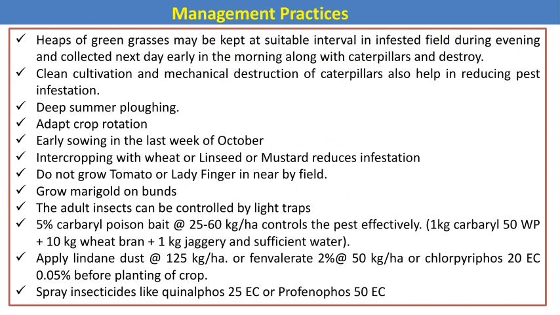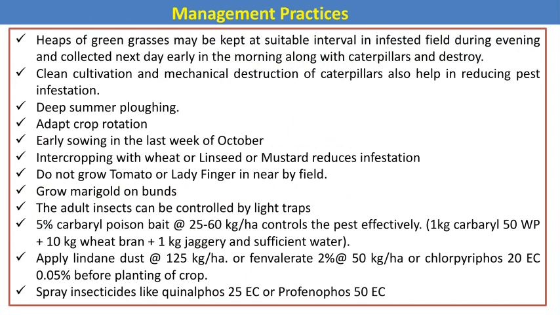Then clean cultivation and mechanical destruction of the caterpillar also help in reducing the pest infestation, because the caterpillars and the pupae occur in the soil, and clean cultivation helps to reduce these two different stages. Deep summer plowing helps to kill the different life stages present in the soil. Then adopt crop rotation with non-host crops. Early sowing in the last week of October. Then intercropping with wheat or linseed or mustard reduces the infestation of this pest.